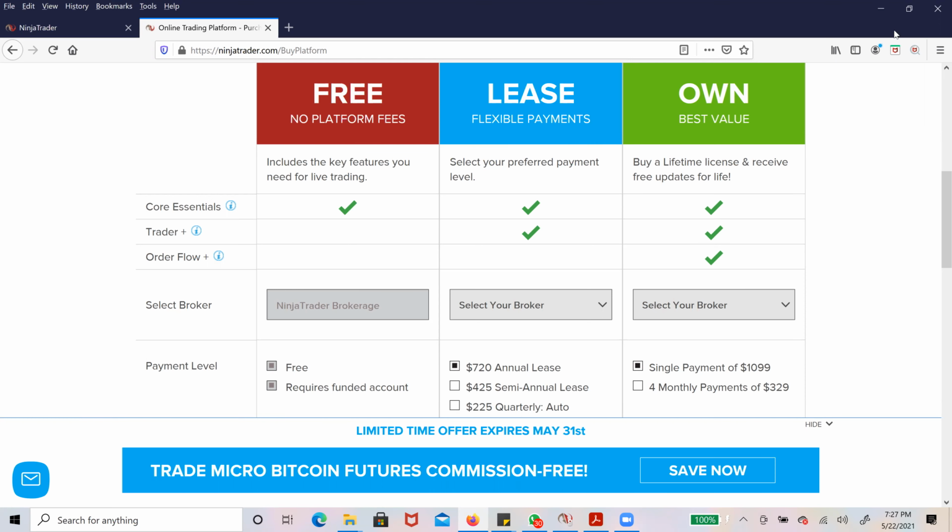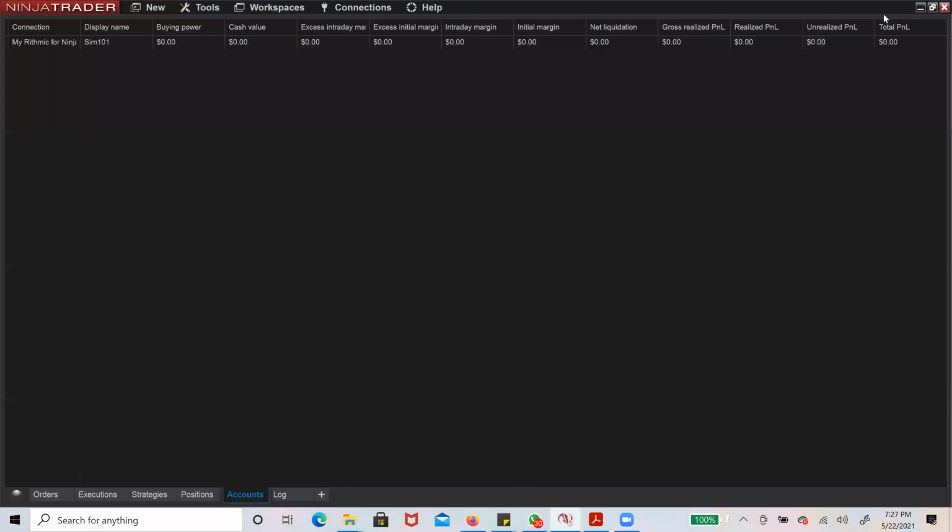In the US, it definitely takes time. Basically, if you do it before 10 a.m., you will see it the next day. So it takes a day for them to transfer the money and assign it to NinjaTrader.